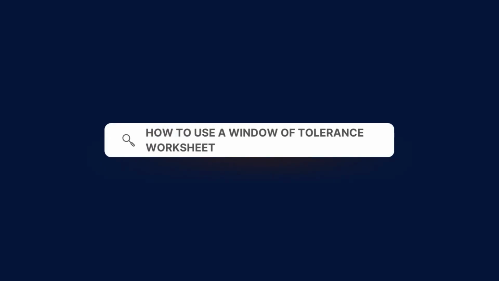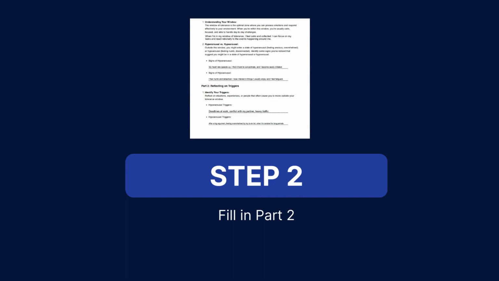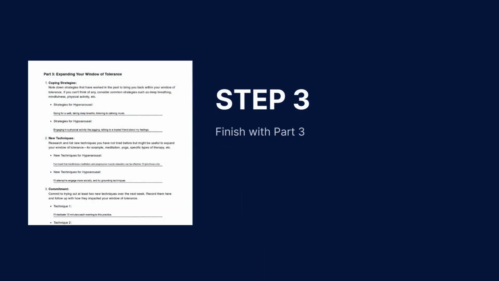Here's how to use a Window of Tolerance worksheet. The first step is to fill in the name and date and then complete part 1. You'll then need to fill in part 2. Finally, complete the worksheet by finishing with part 3, expanding on your window of tolerance.